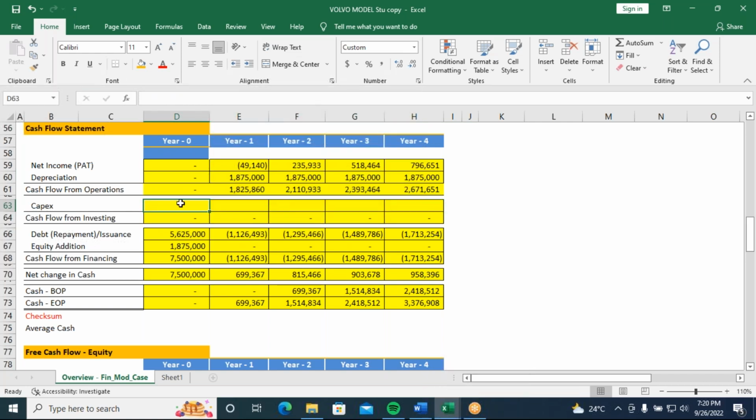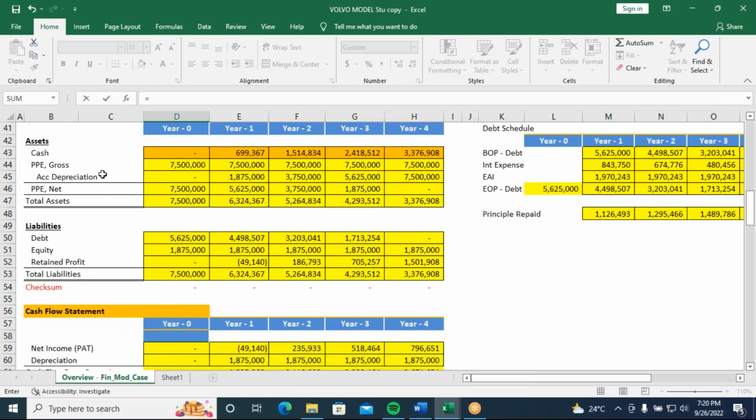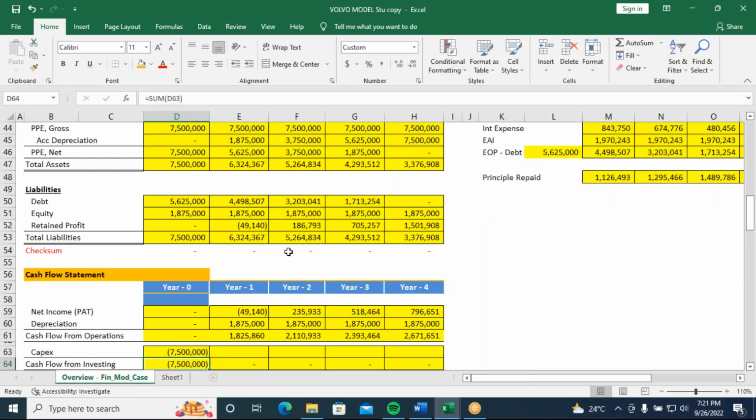So is equal to 244. That is the value, the PPE, the gross PPE, that is property, plant and equipment, gross amount what we have, minus this year's value, previous year minus the current year. So that will be my capital expenses, and I'll just select and drag.